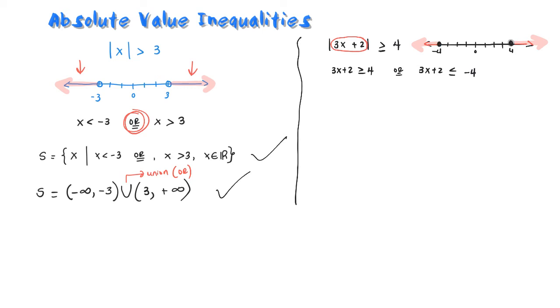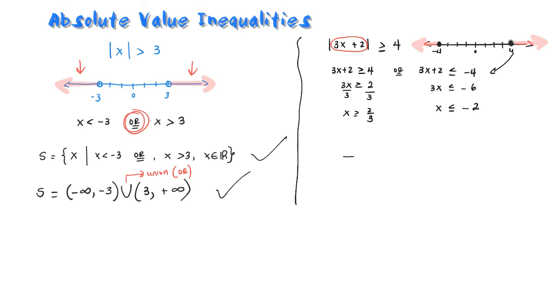So practically, these are the statements that I am making over here. Now what I'm going to do is simplify each inequality separately. So 3x is greater or equal than 4 minus 2, which is 2. Dividing the inequality by 3, x is going to be greater or equal than 2/3. And then over here, 3x is less or equal than -4 minus 2, which is -6. x is going to be less or equal than -2.